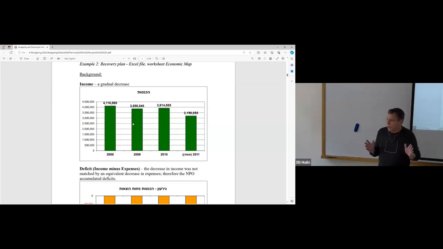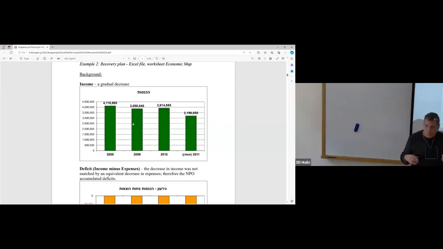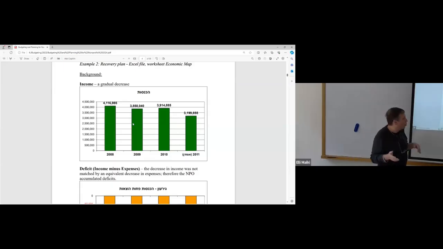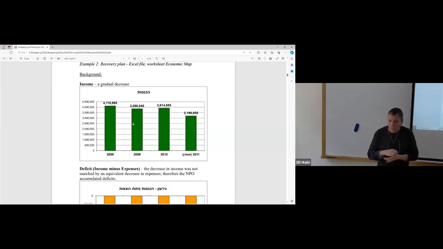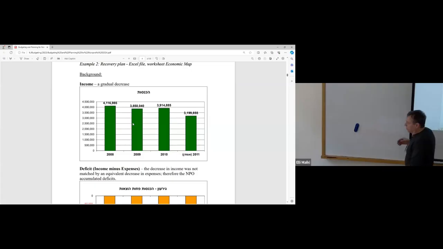We will look at examples, again, all real-life examples, of how we use the economic map to create budgetary scenarios and how we analyze budgetary scenarios. And I'll show you, I think we have here 3 examples of different situations of Israeli NGOs in which the economic map was used and can be used for budgetary scenarios for different decision making.